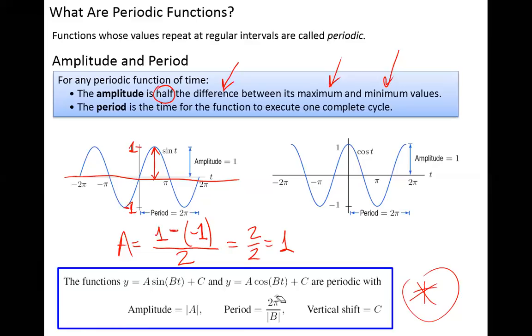The period will be 2 pi, because since the main period for the basic function is 2 pi, we will always divide by the coefficient b if we're changing the formula. And plus c is just the vertical shift, up or down.